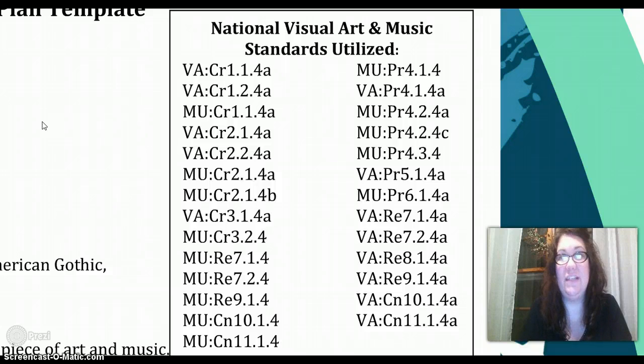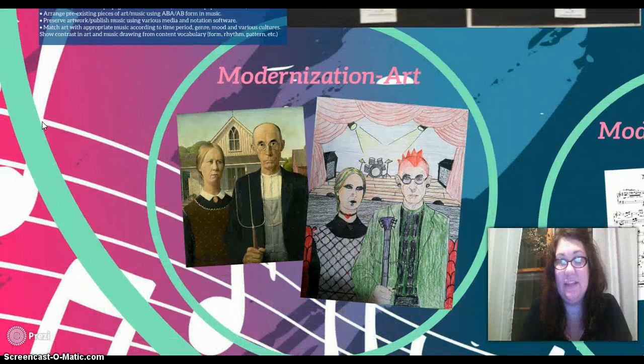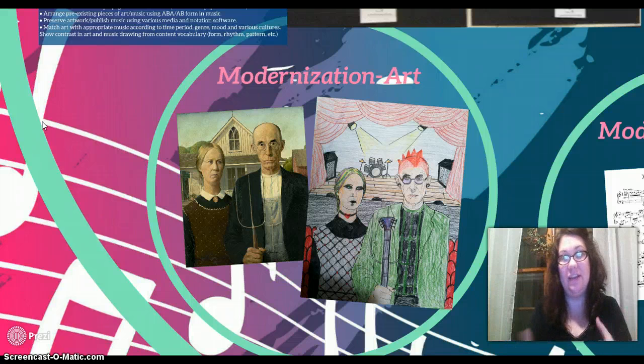So what this lesson was is we took music and we took art, and we decided that we were going to teach the students about modernization. We introduced them to some classical works, classical art and classical music, and we talked about preservation and what it takes for art and music to be preserved.